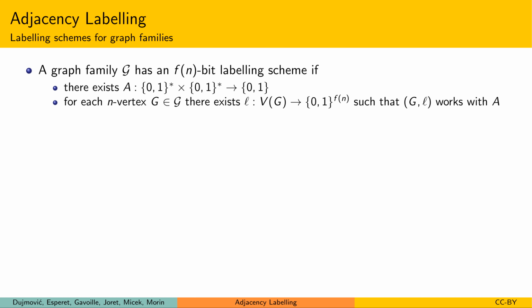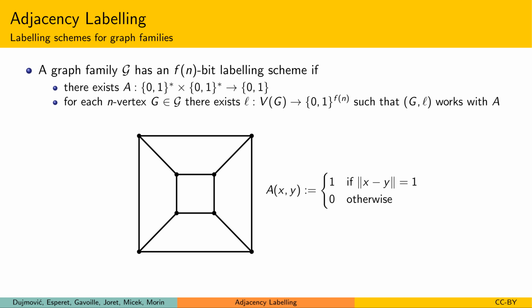We say that a graph family has an f(n) bit labeling scheme if there exists a single adjacency tester A, such that each n-vertex member of the family has a labeling using labels of length f(n) that works with A. The example shown here uses an adjacency tester A that returns 1 if and only if the Hamming distance between its two inputs is 1. The graph illustrated here is a 3-cube. The labeling is the standard labeling of the 3-cube using labels of length 3. This generalizes to the d-cube and shows that the family of hypercubes has a log n bit labeling scheme.